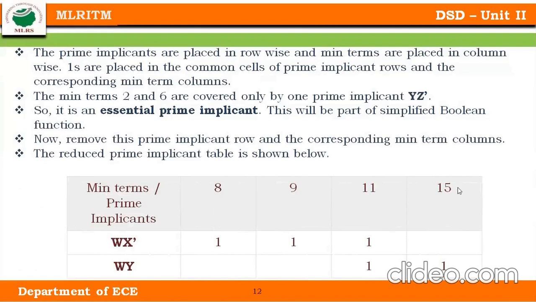Now again I am forming a table with the remaining things. So 8, 9, 11, 15 is there. I need to check whether there is any essential prime here. Definitely for these two, only one thing is there, so I can say that this is again an essential prime implicant. Here this is covered again, and this is also covered. So ultimately, these two, w x bar and w y, also need to be in your output expression, because those are all essential prime implicants.